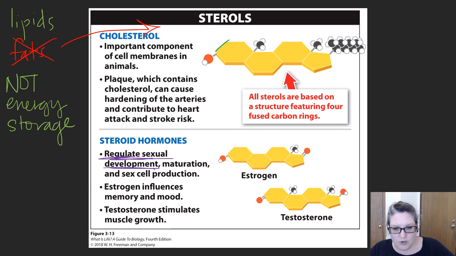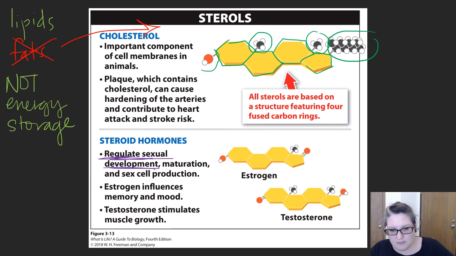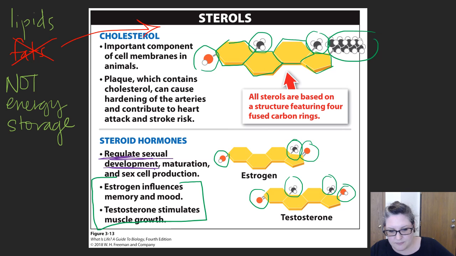They are 4 rings bound together in this structure, and they have different what we call side chains, things that make them slightly different from one another. So notice, interestingly, how similar estrogen and testosterone are. Extremely similar, but they have very, very different functions in the human body, at least.